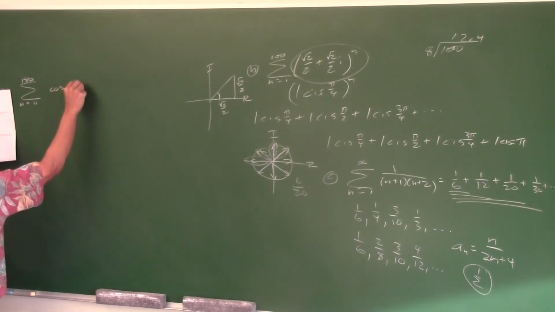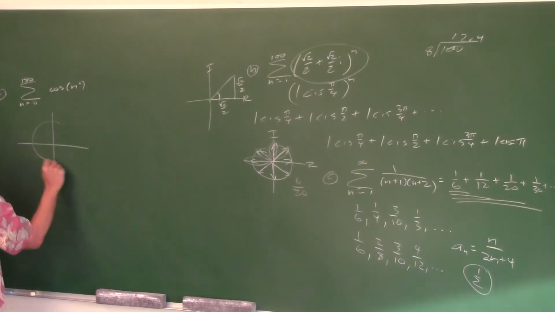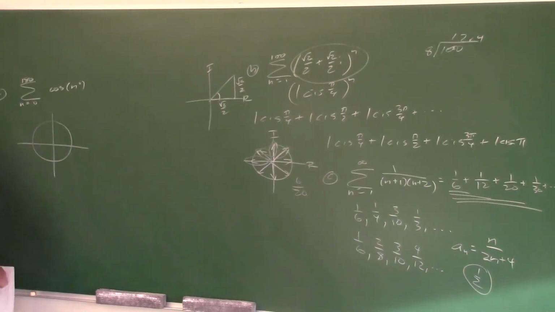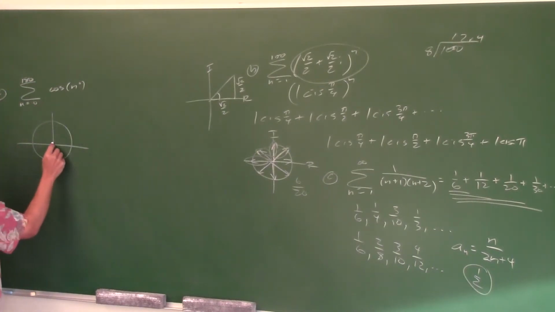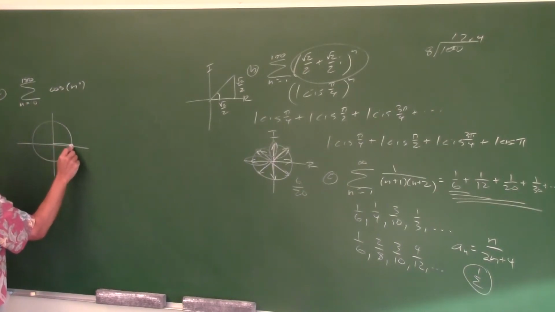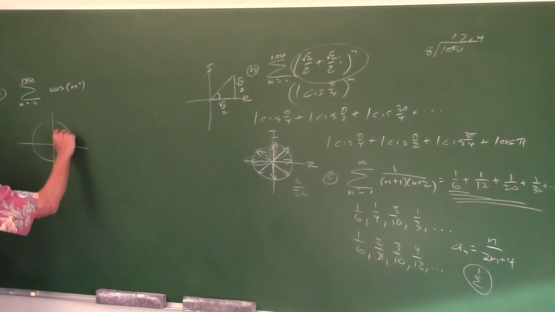Cosine n degrees. Okay, let's look at our unit circle. And this one, since it's trig, if I plug in 0, notice you start by plugging in 0. You get cosine of 0 degrees, which is, oh, this is ugly, yeah, right there. What's the x-coordinate of that point? 1, right? And then you got all the degrees in between.